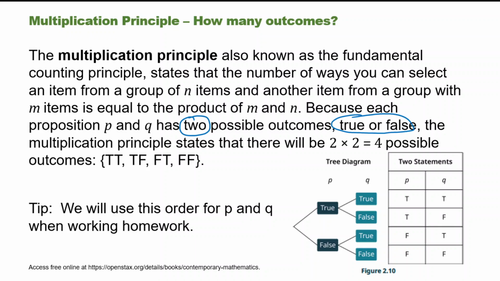So the combinations of P and Q, there are 4 of them. Those outcomes are true and true, true and false, false and true, or false and false. Now in our homework, we're going to use this order for P and Q. The first row for P and Q will be true and true, then true and false, then false and true, then false and false.